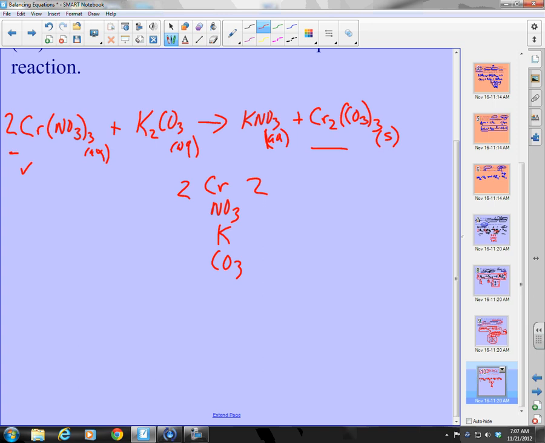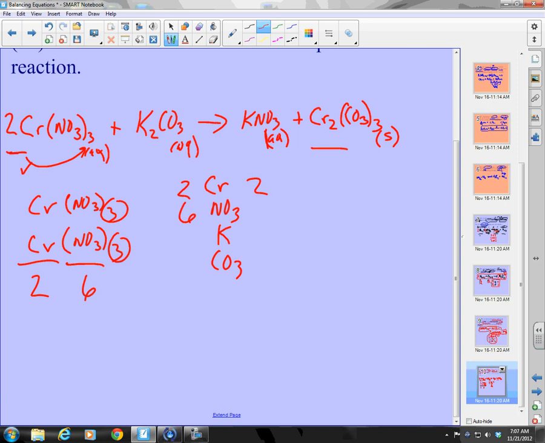Well, I have 2 of these things, right? NO3, 3. So I have 2 of these. And so how many chromiums do I have? That's easy to see. How many nitrates do I really have here? Well, I have 3 here and 3 here, so I have 6. So you'd take your coefficient and multiply it by the subscript. I have 6 nitrates here, and I have 1 written here, so what do I need to do? Let's put a 6 here. So now I have 6 nitrates here.